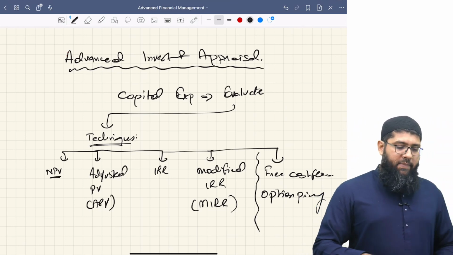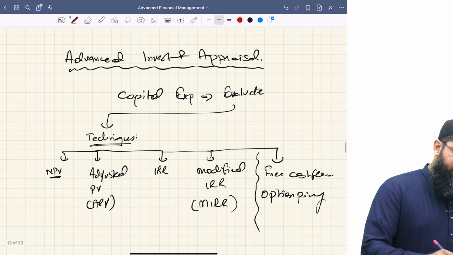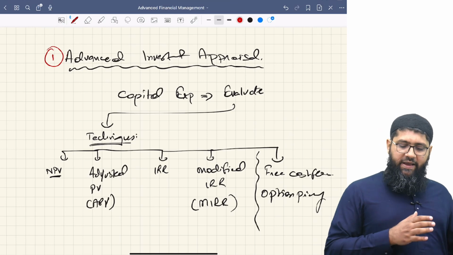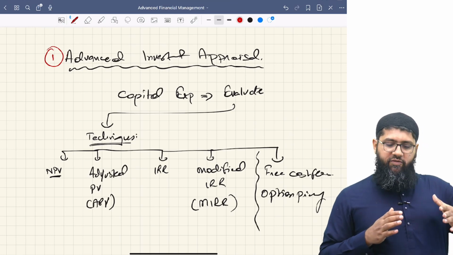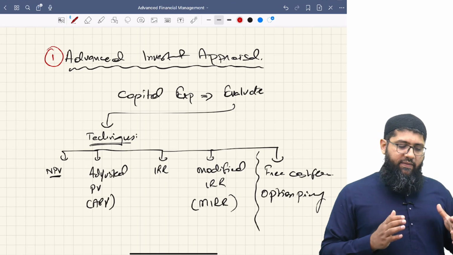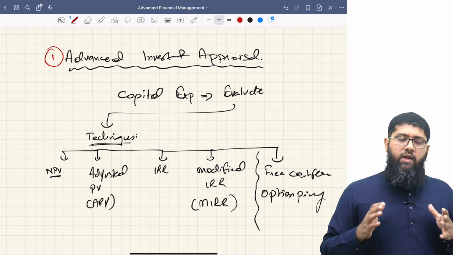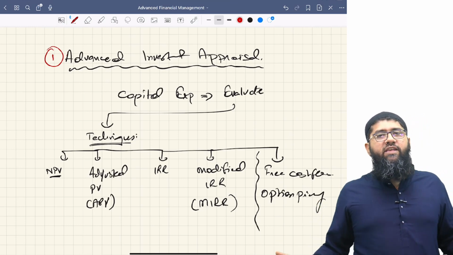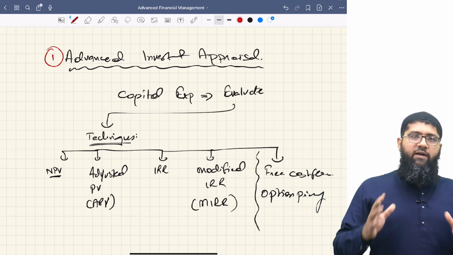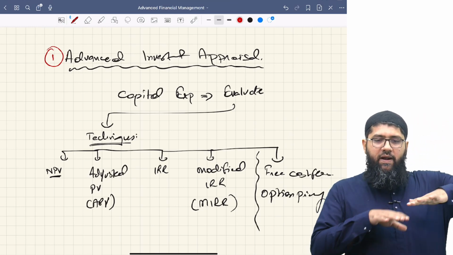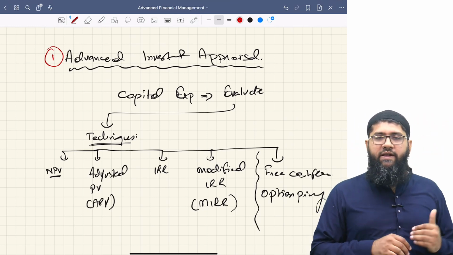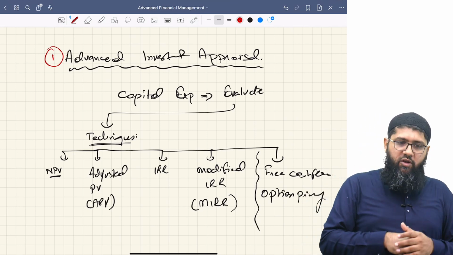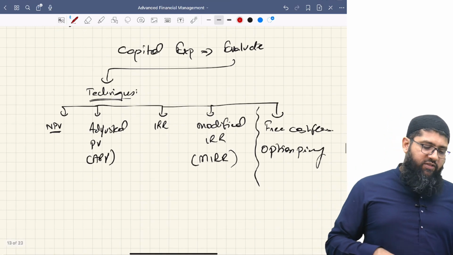So when we go about this syllabus area of advanced investment appraisal, we are going to be discussing in detail what are the things that we should be doing, and what are the factors that we should be considering before deciding whether we should invest or not. This advanced investment appraisal is a top up from the investment appraisal of financial management, and there are more add-ons that are part and parcel of it. So that's one area, the advanced investment appraisal.